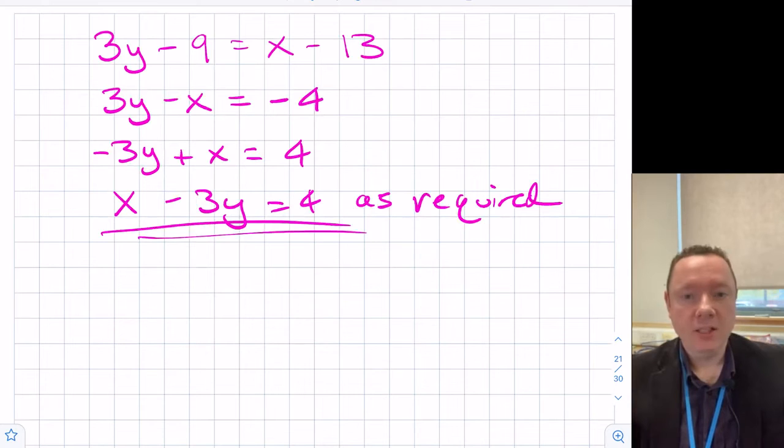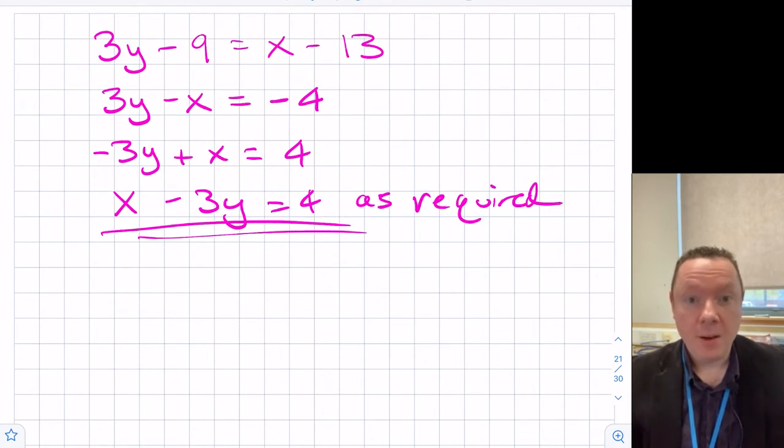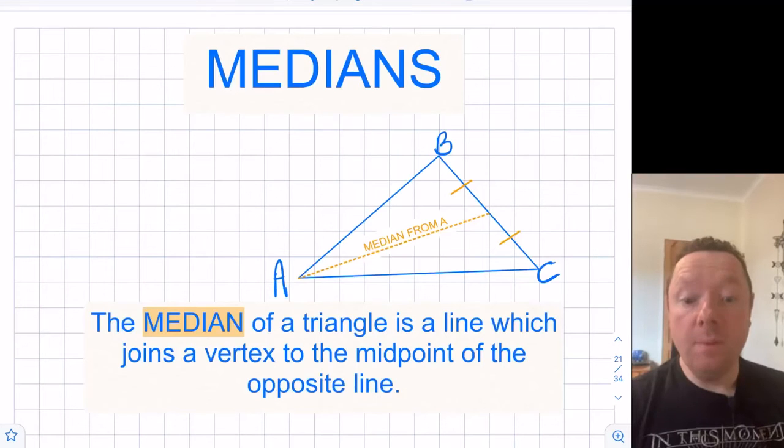This has been Clever Maths. Today we've been looking at how to find the equation of an altitude of a straight line. Remember, an altitude is a line which goes from a vertex of a triangle to the opposite side and cuts it at right angles. Look forward to my next video where we'll be looking at medians, and take care, stay safe, and goodbye.